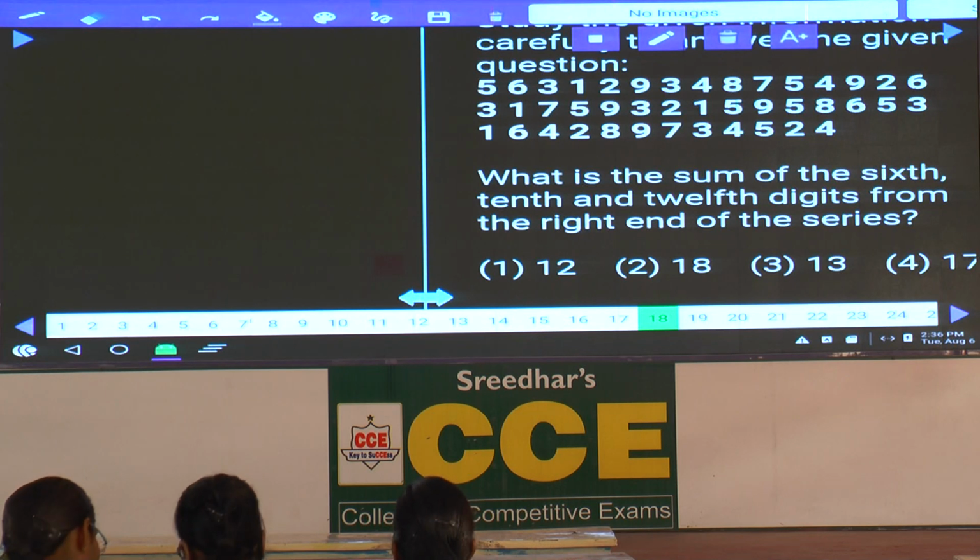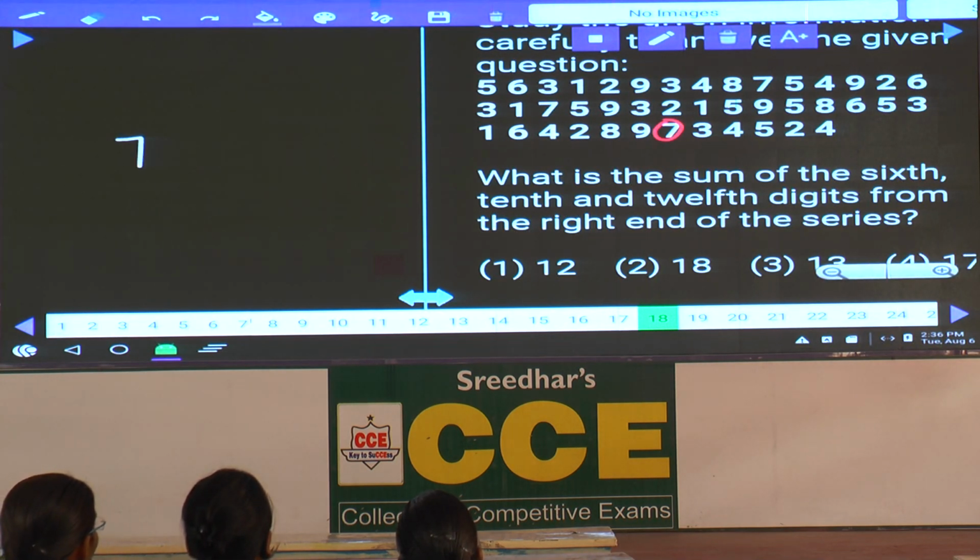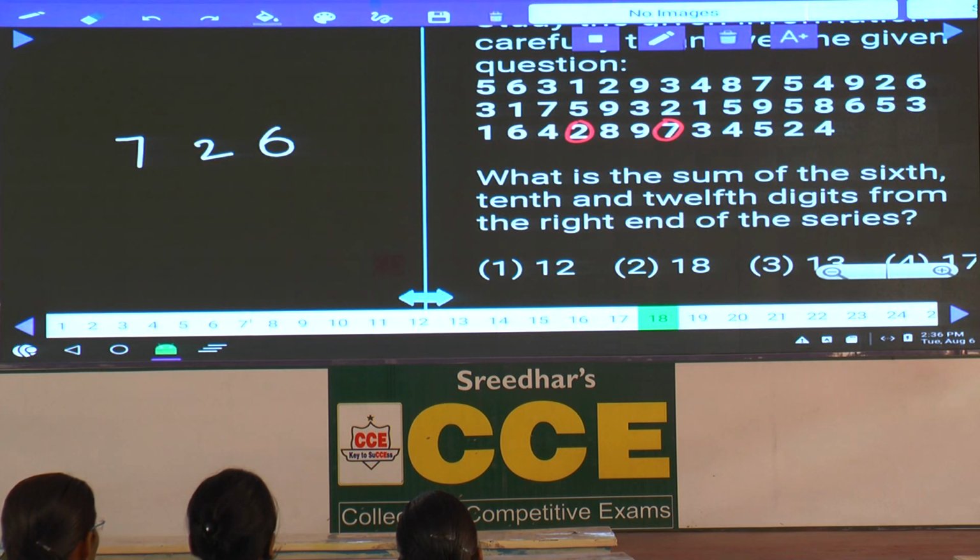Then question number 18. What is the sum of the 6th, 10th and 12th digits from the right hand? Now 6, 10 and 12: 3, 4, 5, 6, that is 7, and next one is 10, 8, 9, 10, and 12, that is 6. Yes, what is the sum of these? 15. And 15, that is given with which choice?